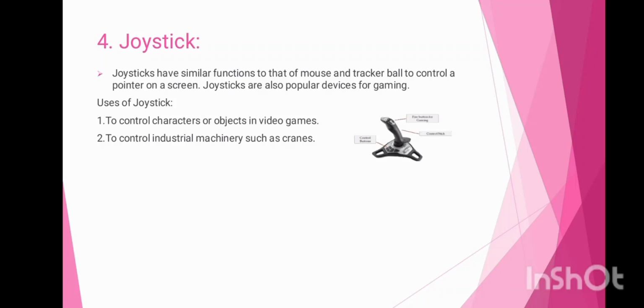Next, joystick. Joysticks have similar functions to those of a mouse and trackball, to control a pointer on a screen. Joysticks are also a popular device for games. Use of joystick: to control the characters or objects in video games and to control industrial machines such as a crane. The advantages of a joystick: they give you a better gaming experience for racing or flying styles of computer games, where you control the cursor on screen and move the game characters.